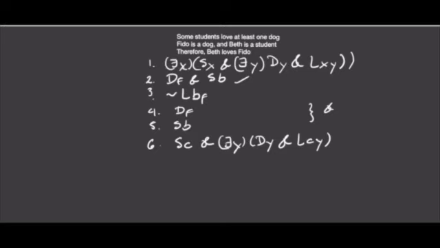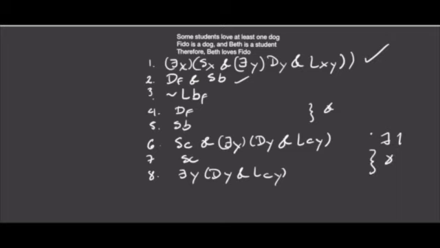All right, so this is another conjunction. So we're going to break it up. Sorry, so we obtained this by the existential in 1. So this is another conjunction in 6 and we're going to break it up into the existential and DY and LCY. And these both are by the conjunction in 6.